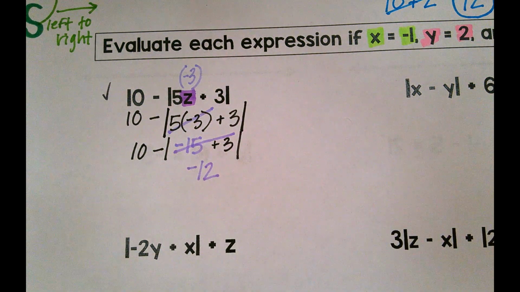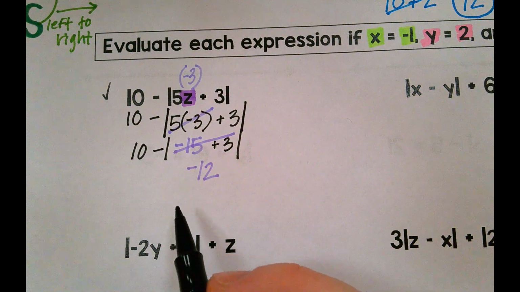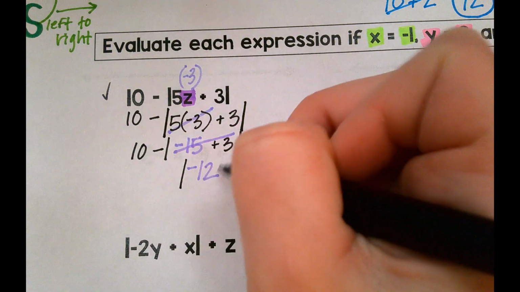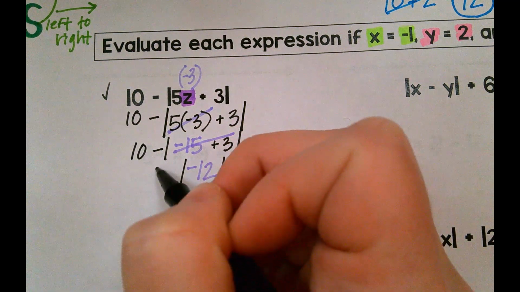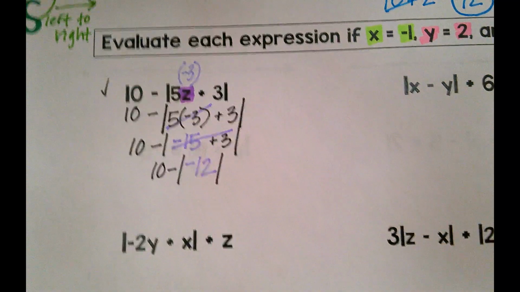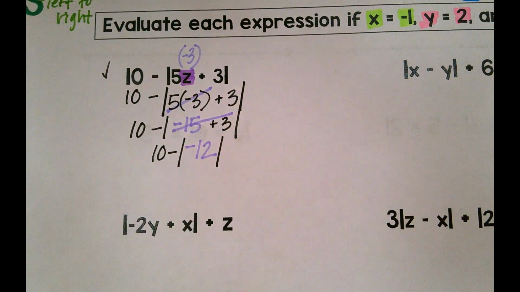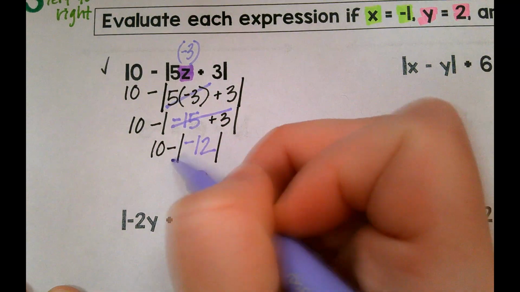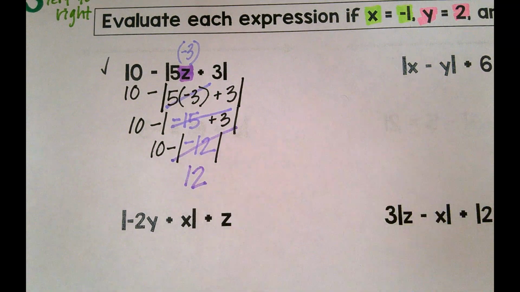Then subtracted by -12. Something else is missing on the -12. Your absolute value bars. Good, so absolute value. 10 minus the absolute value of -12. Because we haven't found the absolute value of -12 yet, so we need to keep the bars. Now what? The absolute value of -12 is positive 12. So I bring that down.